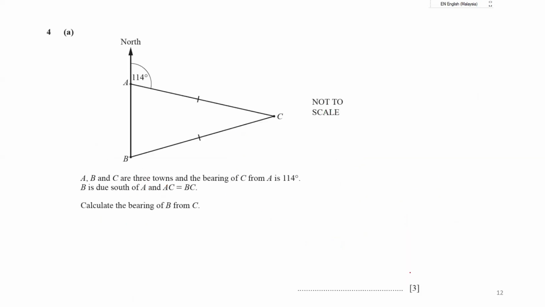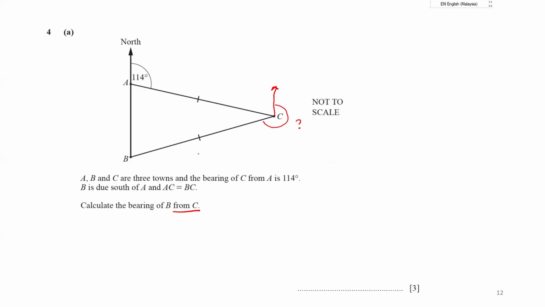Okay, question 4. A, B, C are 3 tiles, and the bearing of C from A is 114. B is due south of A, and AC equal to BC. So it's an isosceles triangle. Calculate the bearing of B from C. So you are reading from C. So this will be your question mark.